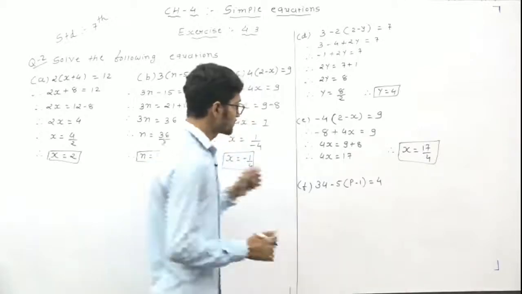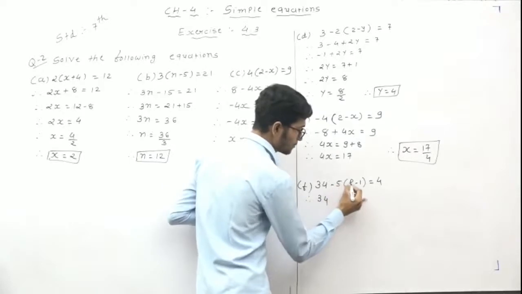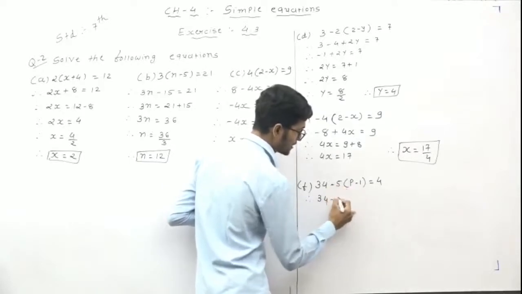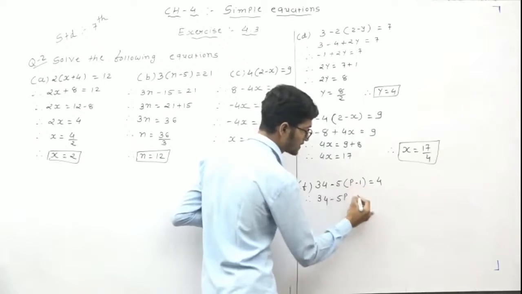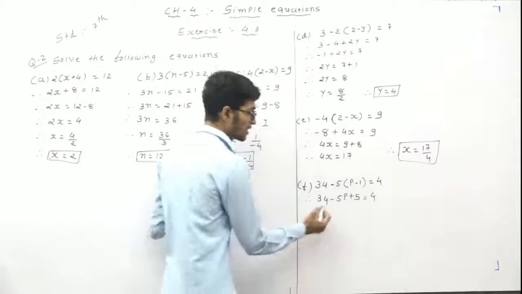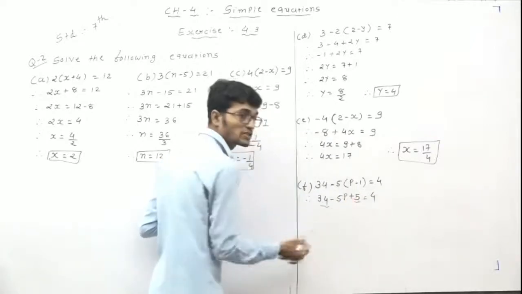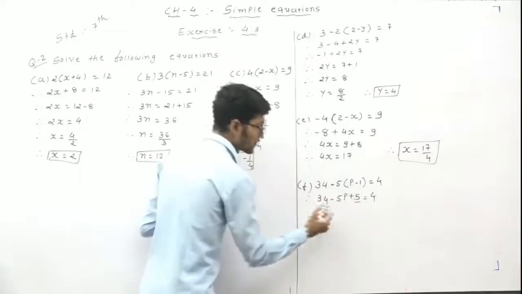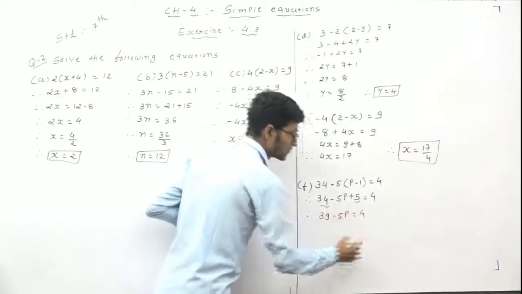Understand? Then after that, the next one, so the 34, 5p minus 5 plus p is minus 5p. Minus 5 times minus 1, 5 times 1 is 5, minus and minus is plus, is equal to 4. 34 and 5, this one is positive, this one is positive. Positive and positive, positive. 34 plus 5 is 39, minus 5p is equal to 4.